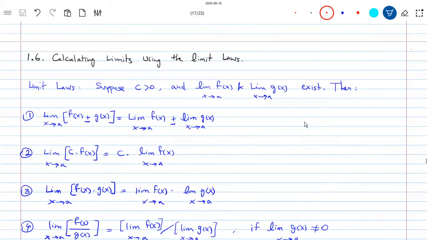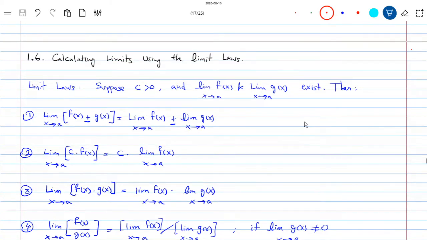Suppose you have a constant c and two functions f and g, and you have the limit of f of x as x approaches a and the limit of g of x as x approaches a. In both cases, let's assume the limit exists and it's some number. Okay, then the following statements are all true.